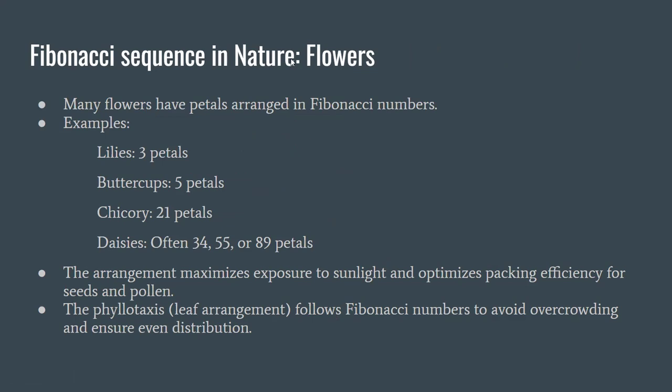One example is in flowers. Lilies have three petals, buttercups have five petals, and another flower has 21 petals. Daisies often have different Fibonacci numbers as the number of petals. This arrangement maximizes exposure to sunlight and optimizes packing efficiency for seeds and pollen.